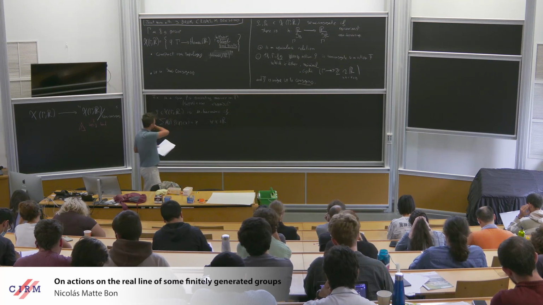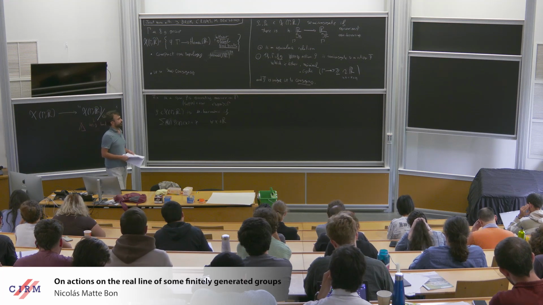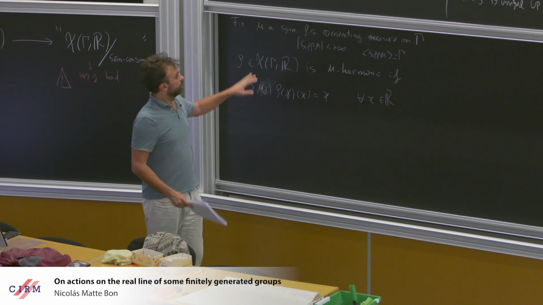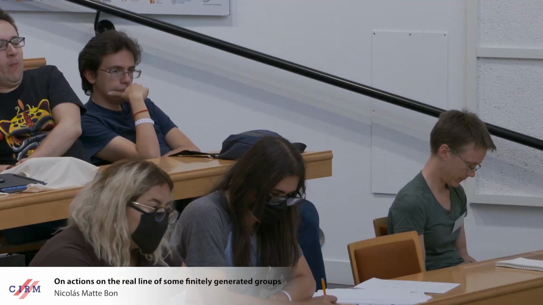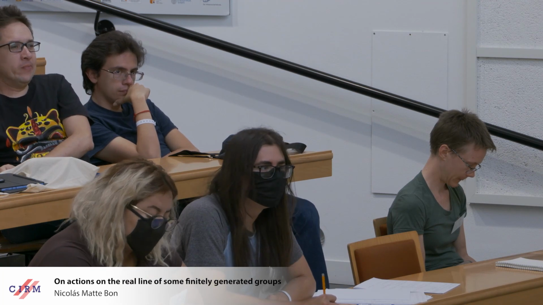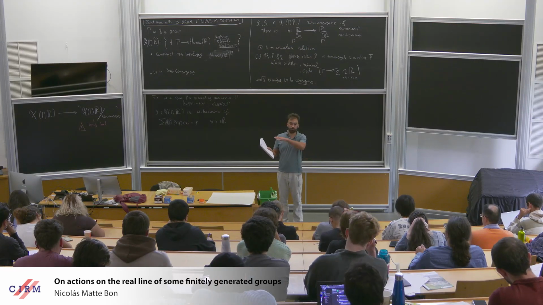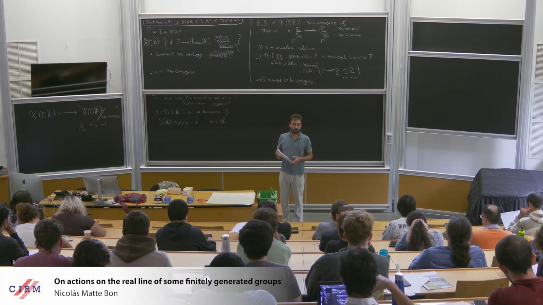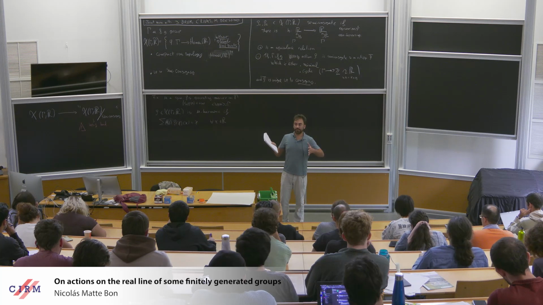So what Bertrand shows us is that every action without fixed points of a finitely generated group is semi-conjugate to a harmonic action, which is unique up to conjugation by an affine map. Okay? So affine map means two things: it's unique up to conjugating by translation or dilatation. However, you can also get rid of dilatation by just renormalizing the action.